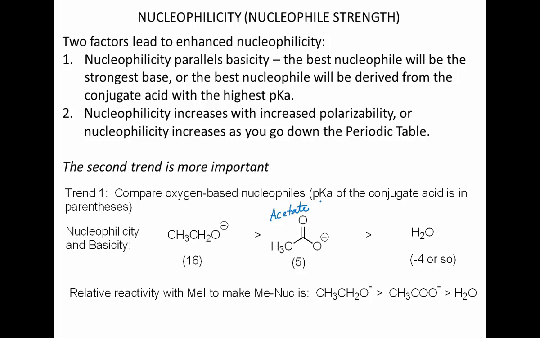I'm not sure what the pKa of H3O+ is. I'm going to say it's -4 or something like that, but it's a number much lower than 5. Alright, so the relative reactivity with methyl iodide to make methyl whatever the nucleophile is would be ethoxide faster than acetate, faster than water. Here, when we compare the same atom being nucleophilic, we see pretty much an exact correlation between nucleophilicity and basicity.